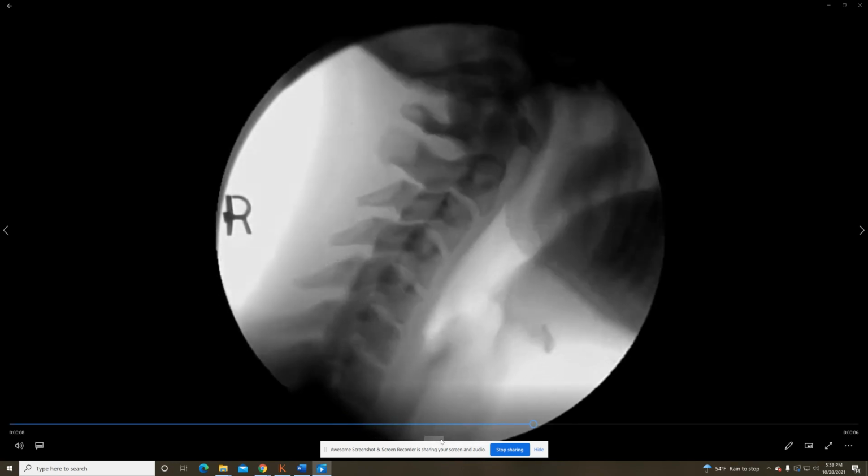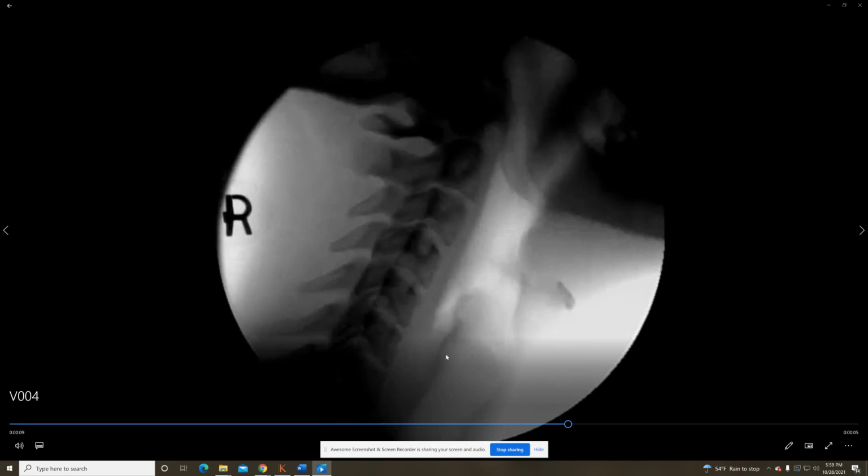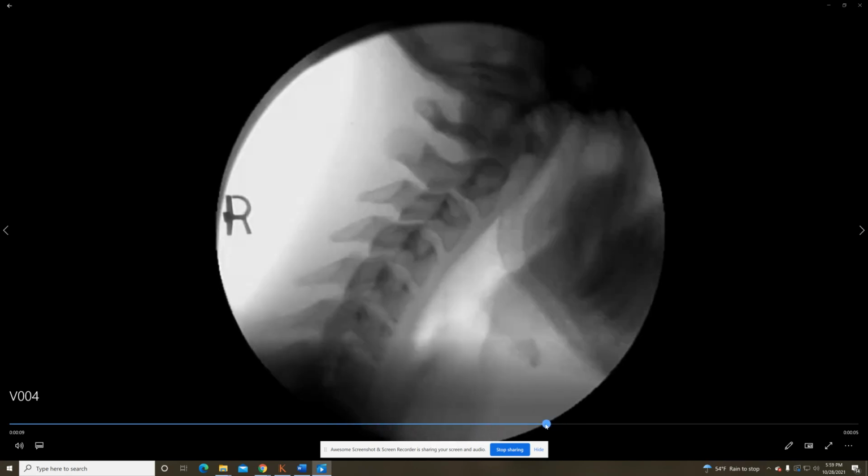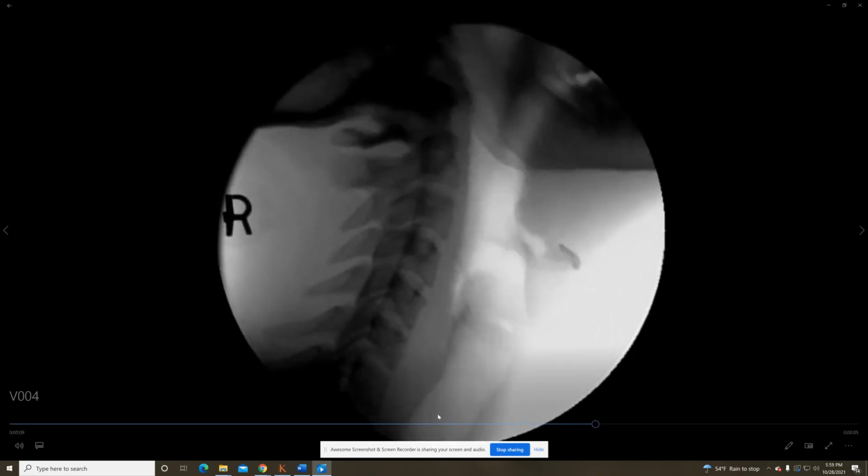So we're going to go ahead and play this again. Now watch, it's going to come back. Now you see that again. If you look right there, you can see that motion over that segment. See how now it comes back and they're completely even? So the instability was when they were putting their head forward. Let's see what happens when they go back.